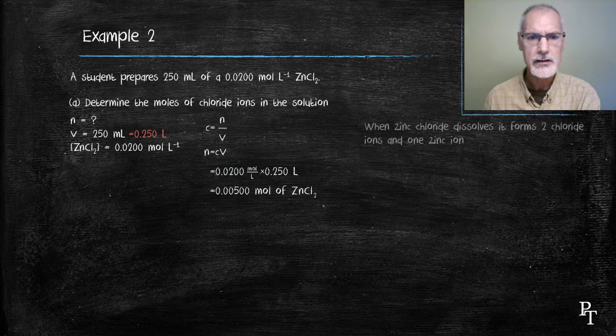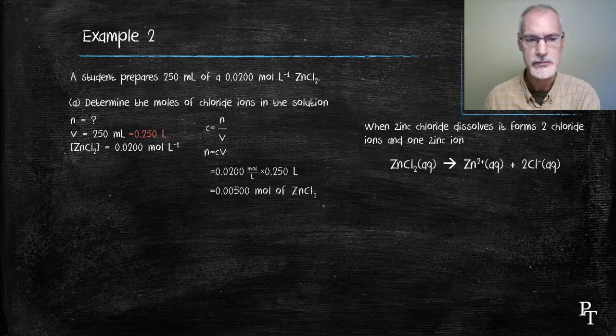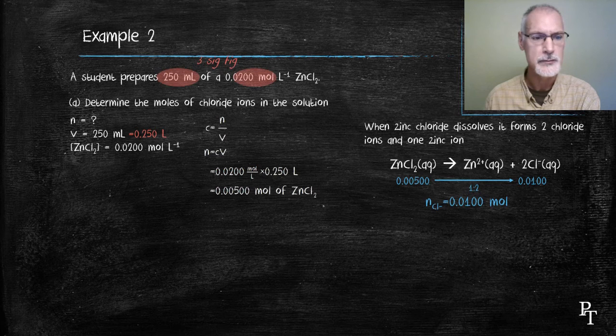Now, when zinc chloride dissolves, it forms two chloride ions. Here I've shown the equation for it. So at this point in time, I have 0.005 moles of zinc, but my question's asking me about the chloride ion. The ratio from the equation indicates 1 to 2, so I need to double that number of moles. Hence, the number of moles of my chloride ion is 0.0100. Now, a little bit about significant digits. If I look back at my original information, there's 3, and my final answer should have 3.